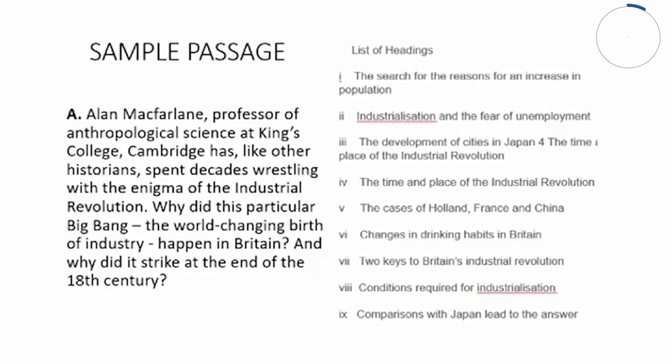The first point is the search for the reasons for an increase in population. Now there is a search. What are my keywords? Search, reasons, increase, population. So I have four keywords. The second is industrialization and fear of unemployment. So both things are happening in it: industrialization is happening in the paragraph, and unemployment fear is also there.